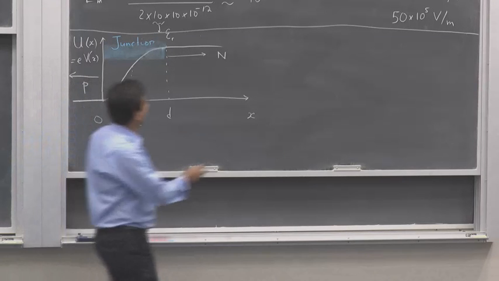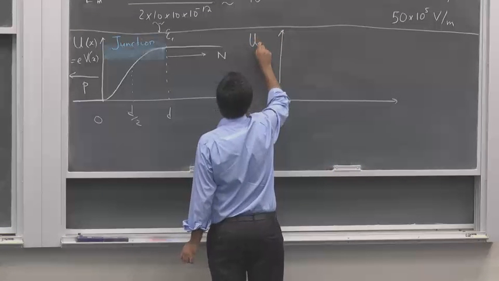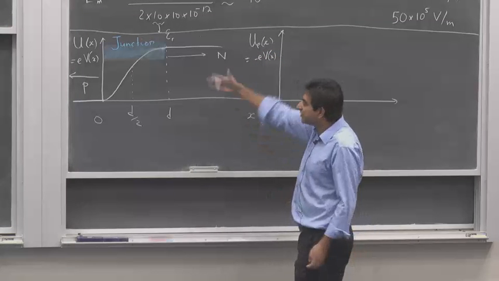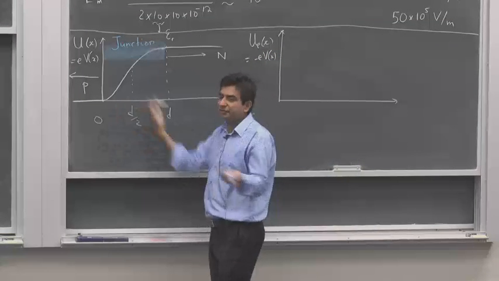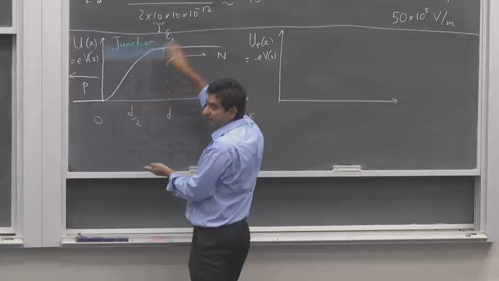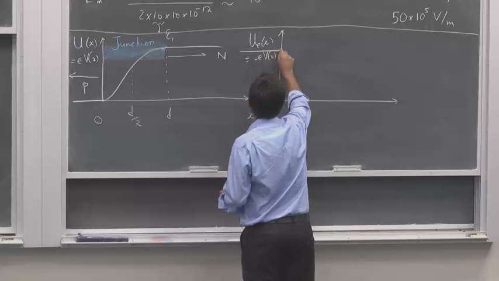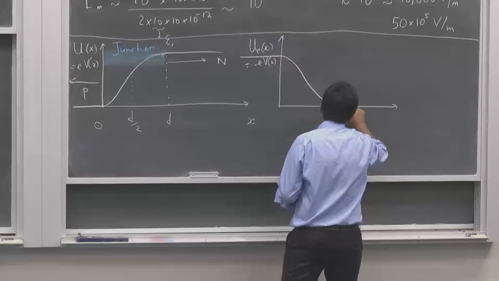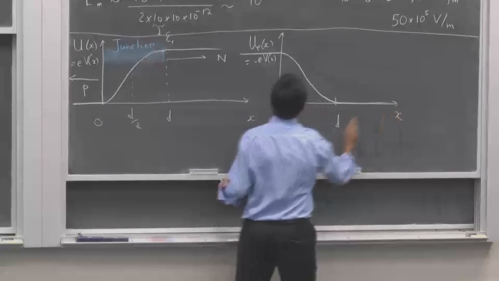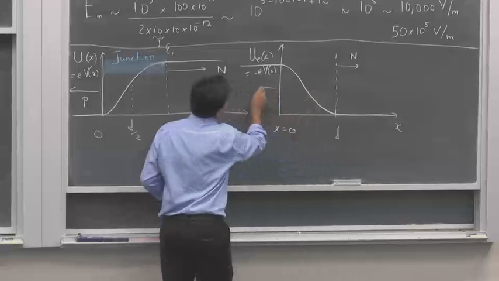Now if I were to plot the potential energy of an electron inside the same region, it's just going to be minus EVx. I can take my reference to be anywhere. So it's just going to drop. The potential is rising for a positive test charge, but for a negative charge, it's just going to be the inverse. So I will have a potential here, it's going to drop parabolically like this. This is D, this is X equals 0, this is my X axis. And here I have the N type material, and here I have the P type material.